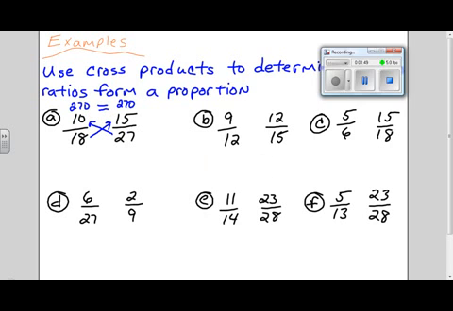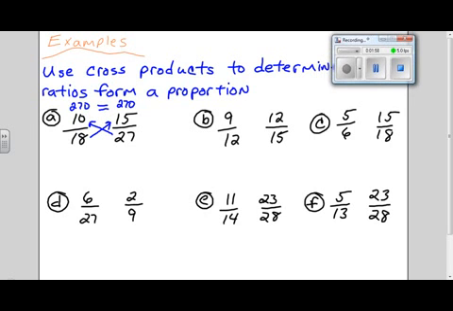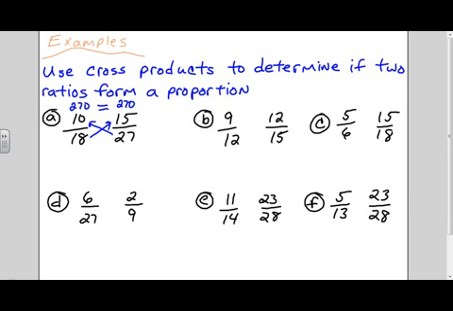All right. Now, what else you can do to determine if the two ratios form a proportion, you could also simplify the ratio. How do you do it? Well, if you simplify the ratio to simplest form, 10 over 18, simplest form, 5 out of 9. 15 out of 27, simplest form, 5 out of 9. You can see that the simplest form of each of these ratios are the same, and if the simplest form is the same, they're proportional.